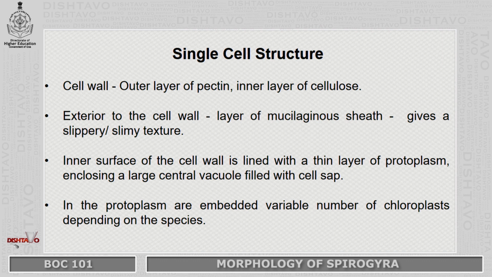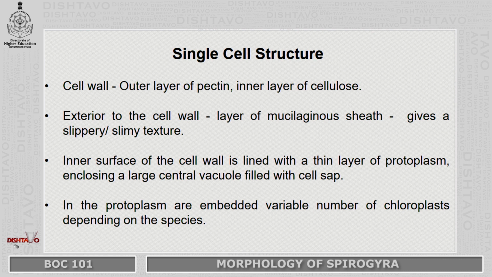Let us come to a single cell structure. The outer structure of the cell is made up of a cell wall which is basically of two layers. Thus, as it is of two layers, you have an outer layer made up of pectin and the inner layer made up of cellulose. Outside this pectinous layer, because this pectin gets mixed up with the water, it forms a mucilaginous sheath and gives that typical slippery or slimy texture.